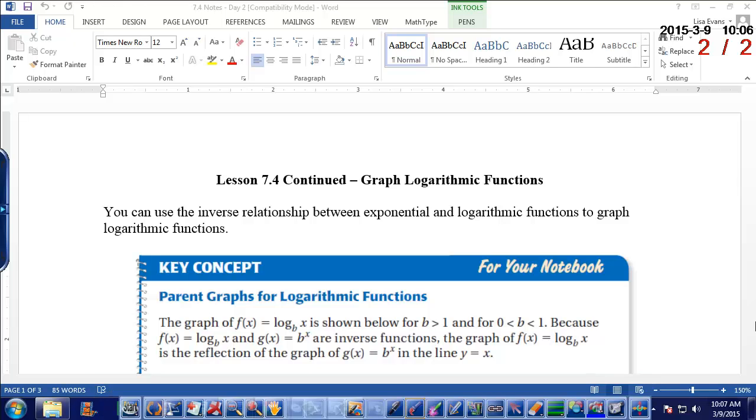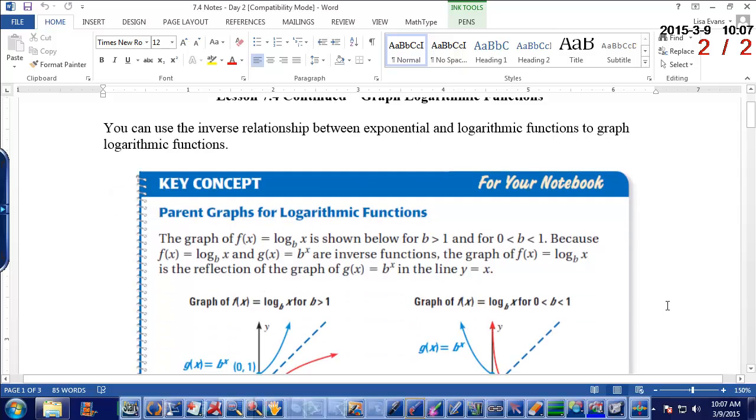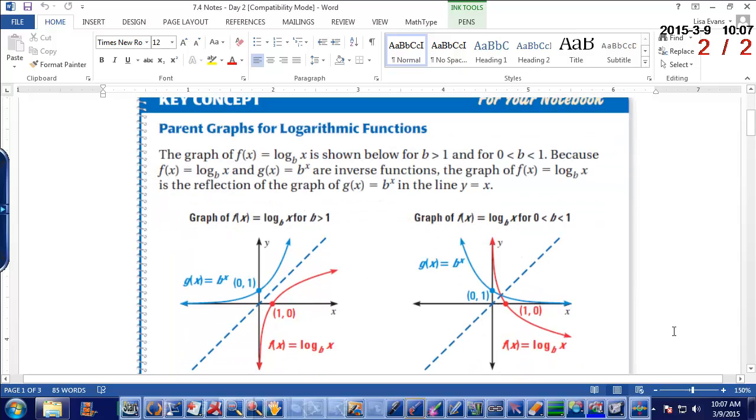Hello, today we're doing lesson 7.4, part 2. We're going to graph logarithmic functions. You can use the inverse relationship between exponential and logarithmic functions to graph logarithmic functions.